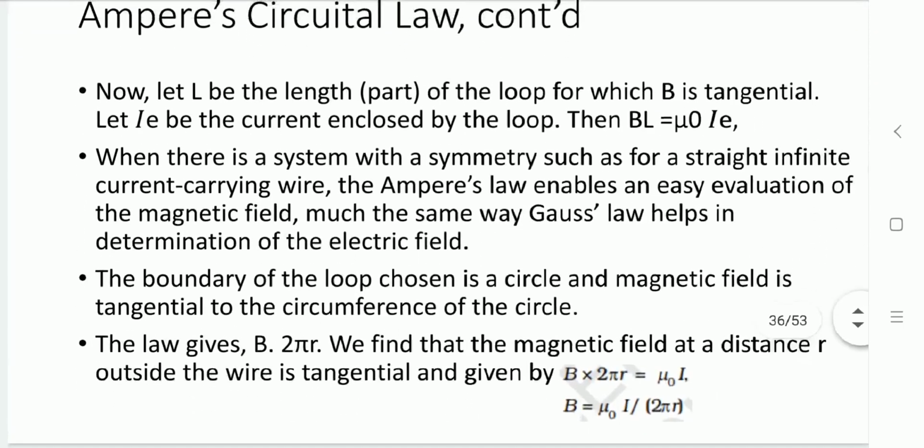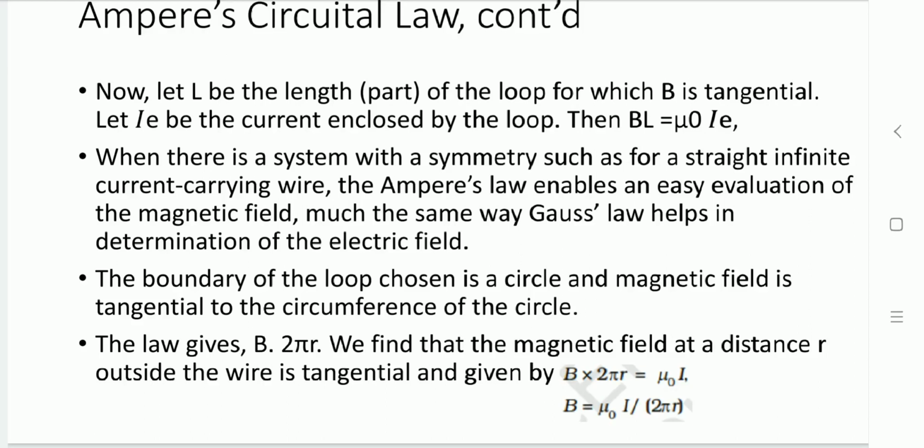Now if we take a length L that is part of the loop in which B is the tangential component, and current Ie is passing through the loop, then BL equals mu 0 Ie. Now we take symmetry for a straight infinite current carrying wire. Ampere's law is defined for the magnetic field the same way as Gauss's law is defined for the electric field, for the boundary condition.